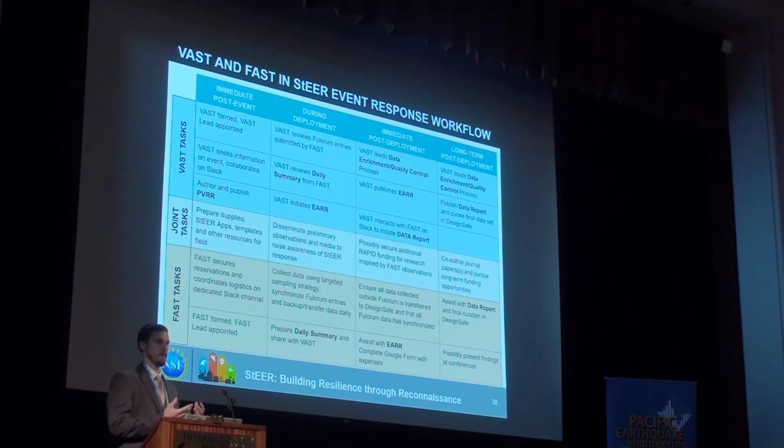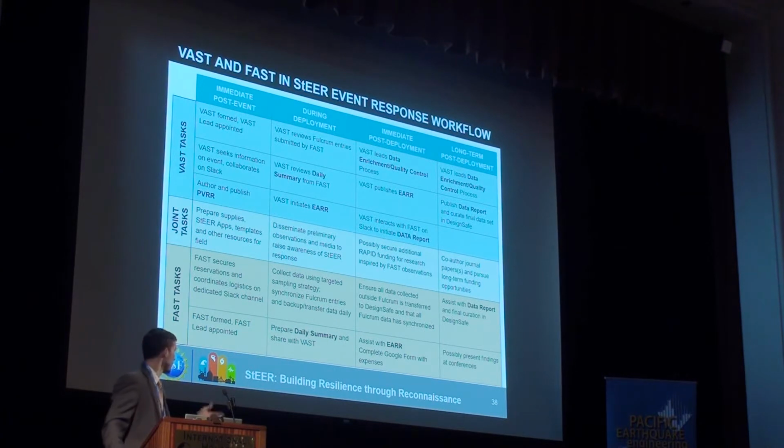When we think about an event that happens, there are different stages. You have the immediate pre-event, the during deployment, the immediate post-deployment, and then the long-term post-deployment. What I want to emphasize here is that the VAST and the FAST during each of these stages are one team working together to enhance the quality of the data and the robustness of the data sets that we were able to collect and the information that we were able to share.